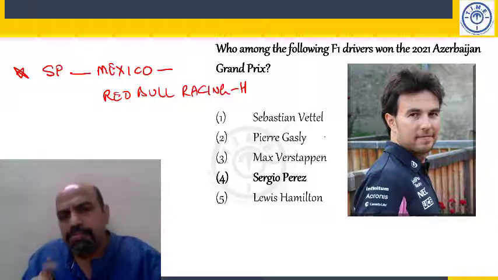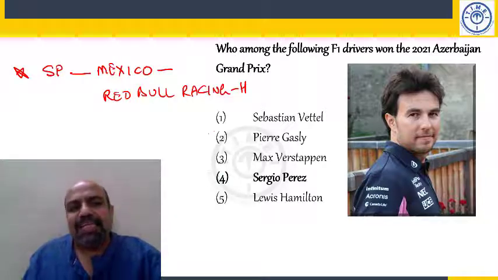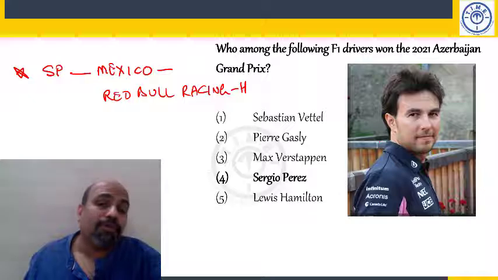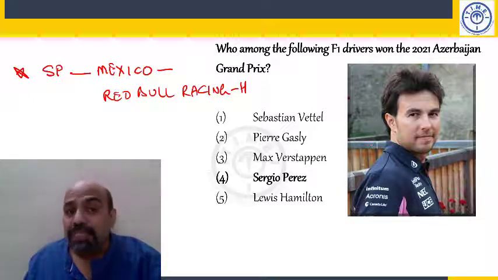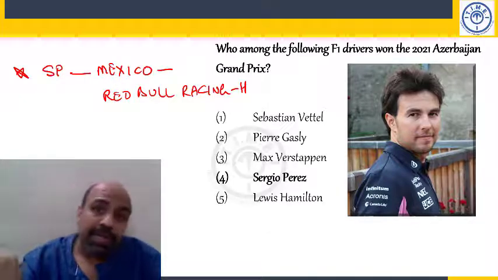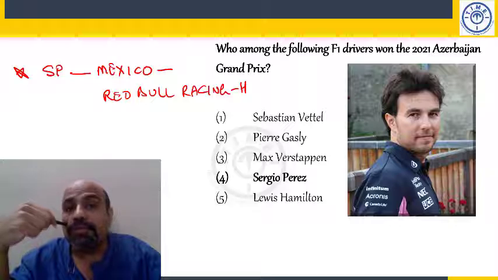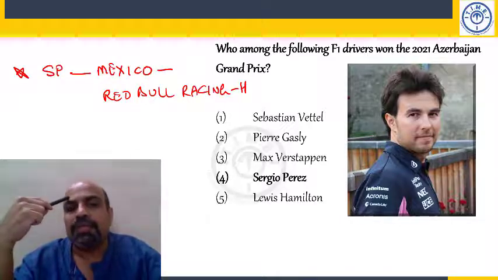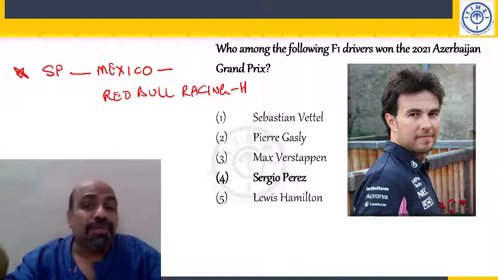One more thing. This guy used to race for Force India. You must be familiar with the company, a Formula One racing team called Force India. It was owned first by Subrata Roy of Sahara Group and later by Vijay Mallya of United Breweries or Kingfisher, as you would like to call it. Got it?